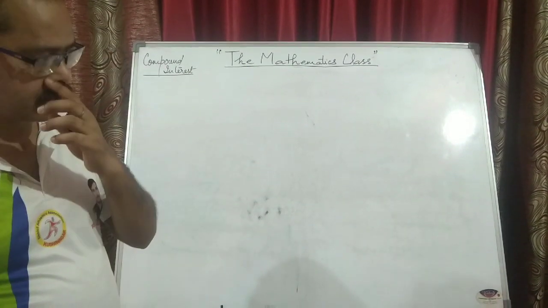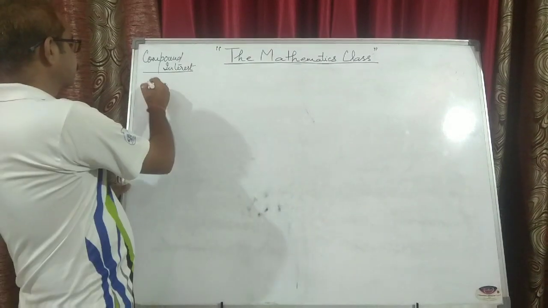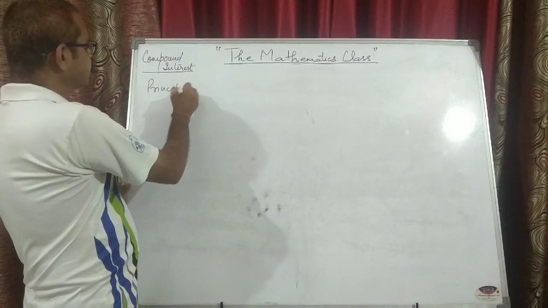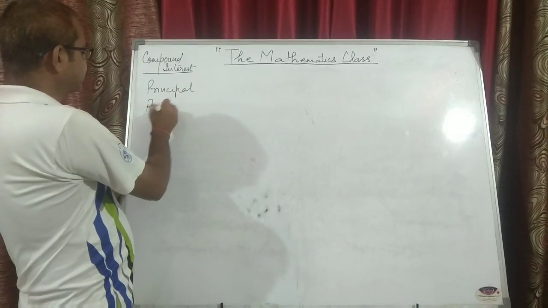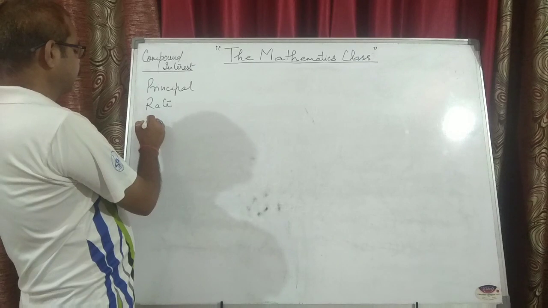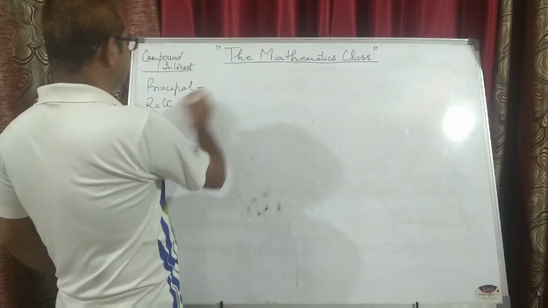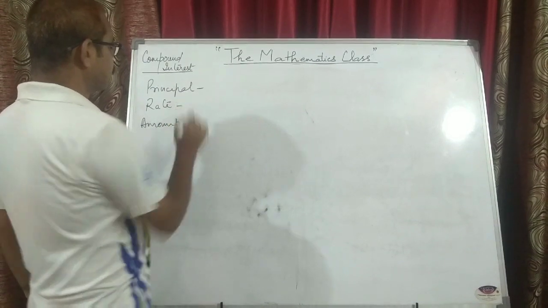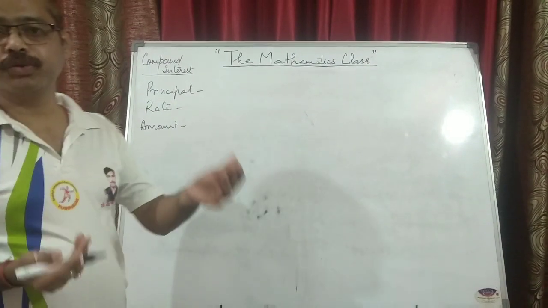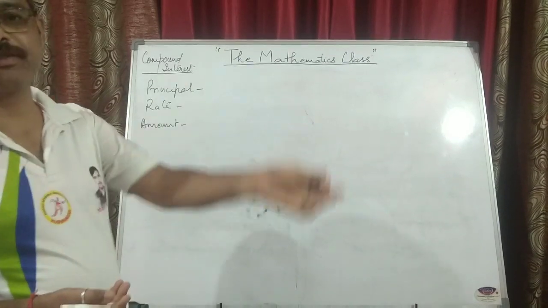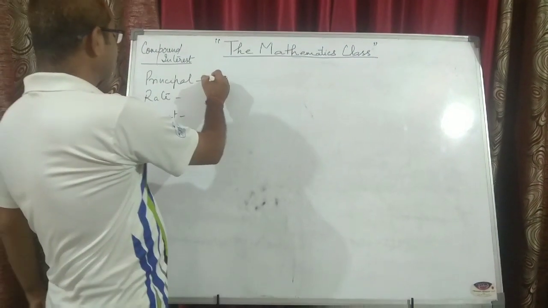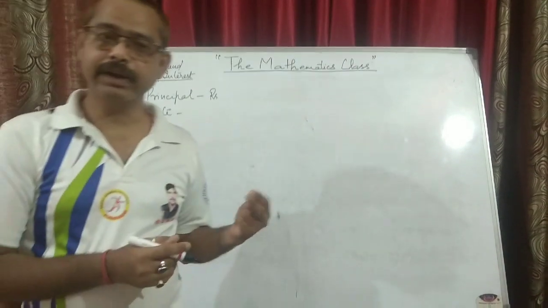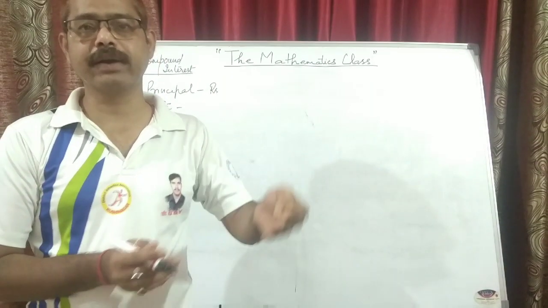So I think you are clear with the terms principal, rate, time, and amount. What is principal? The amount you borrow or you give to somebody, right? So that is always in rupees. Rate is the interest on per 100 rupees.